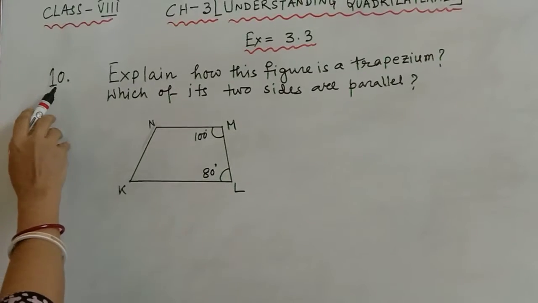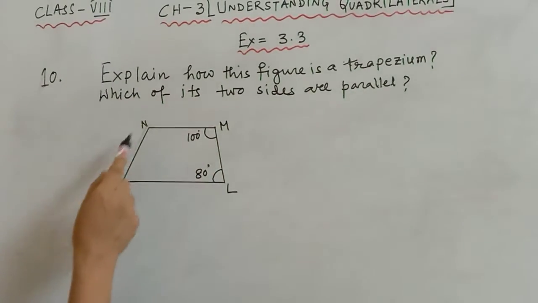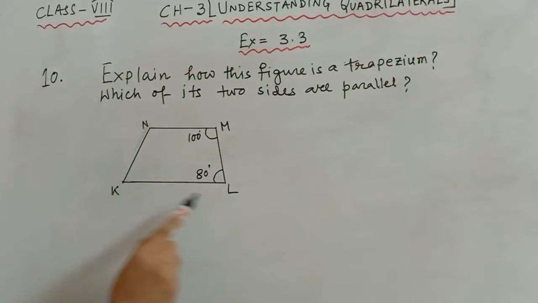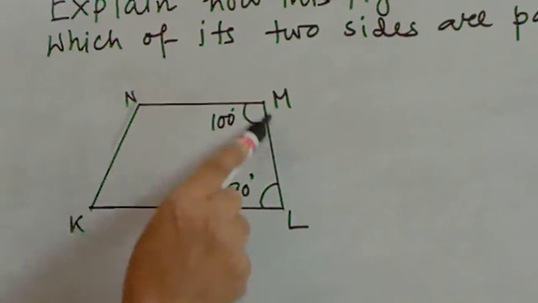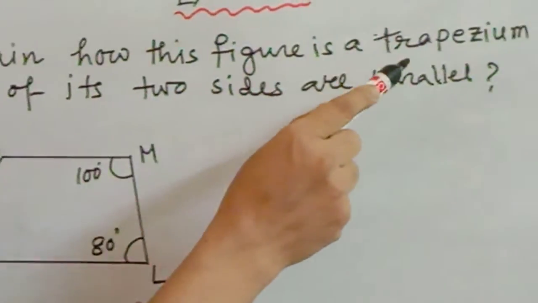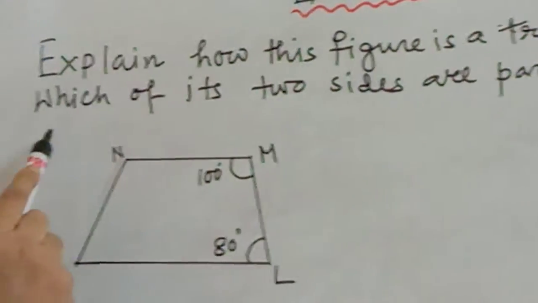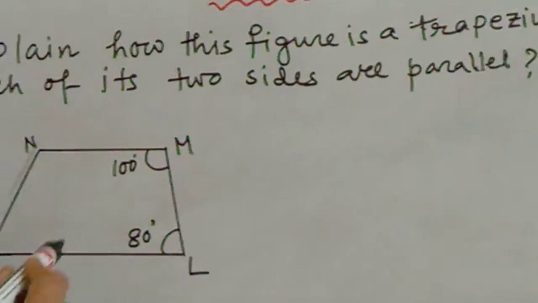Now question number 10. Explain how this figure is a trapezium. Look at this figure, KLMN. It is given in the book. This figure is given in this way. Explain how this figure is a trapezium, and which of its two sides are parallel.